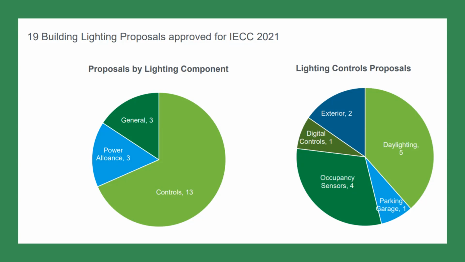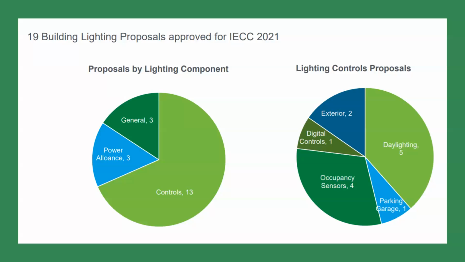And then by proposal, we had the majority of those coming from daylighting. So if you've got windows or skylights in your daylight zones, you have to have sensors that either turn the lights down by 50% or shut them off entirely if you've got enough lighting from outside to let occupants work without straining their eyes. And you've got occupant sensors. We got 2 for exterior, 1 for digital controls, and 1 for parking garage. So those just continue to change.